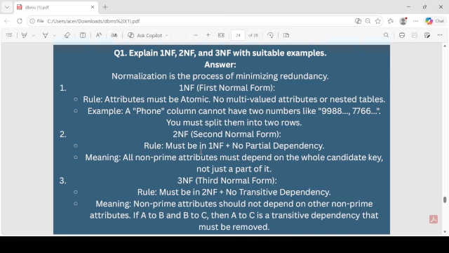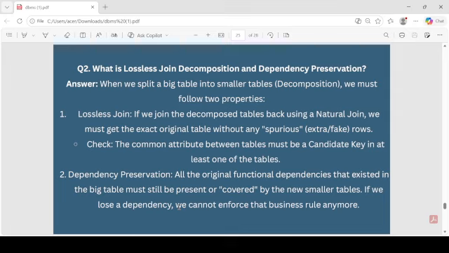The rule is that it must be in 1NF and no partial dependency should be there. So all non-prime attributes must depend on the whole candidate key, not just part of it. The third will be 3NF, which must be in 2NF and have no transitive dependency. So non-prime attributes should not depend on other non-prime attributes. If A to B and B to C, then A to C is a transitive dependency that must be removed in this. The next question will be: what are lossless join decomposition and dependency preservation?